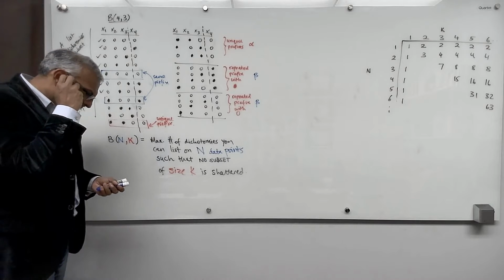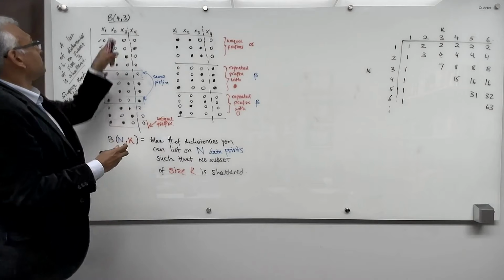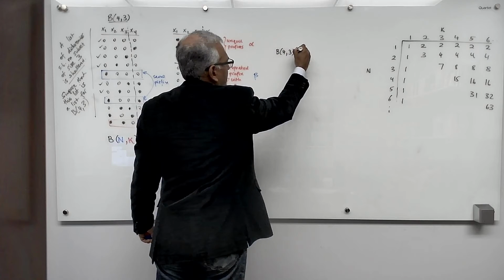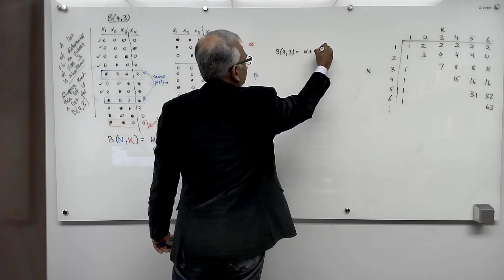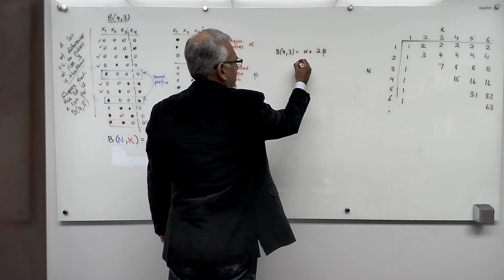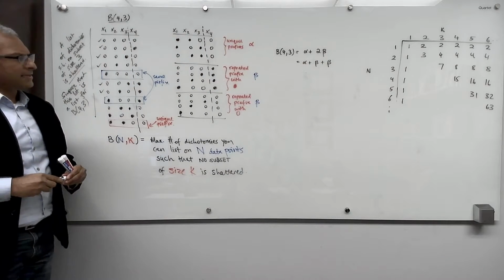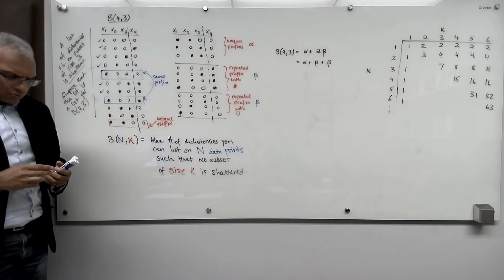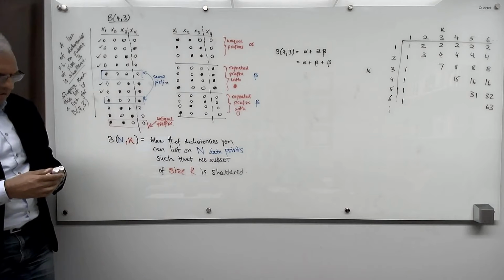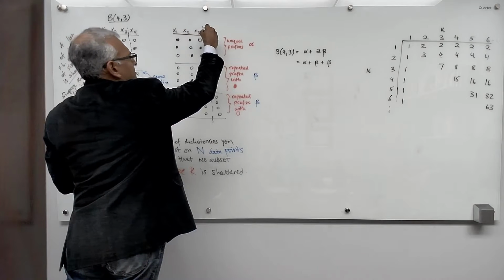Now, by construction, B of 4, 3 is equal to alpha plus 2 beta. I'm going to write this as alpha plus beta plus beta, and you'll see why in a minute. First, I want to analyze alpha plus beta. And I'm going to ask you to focus on these dichotomies.